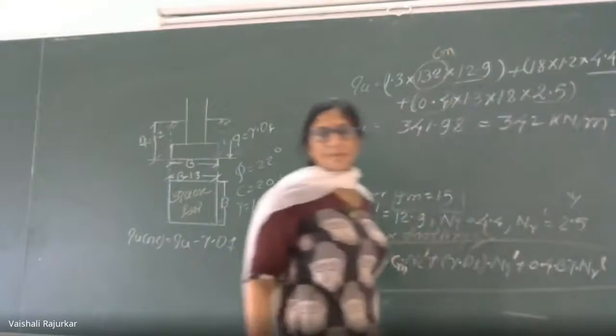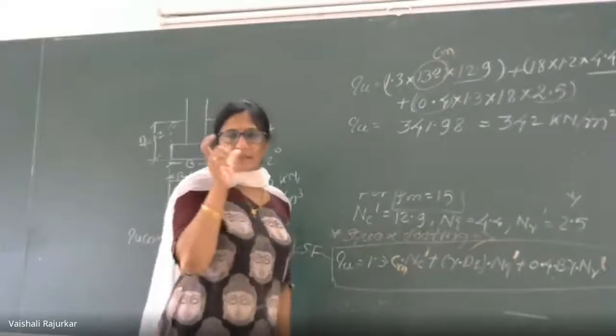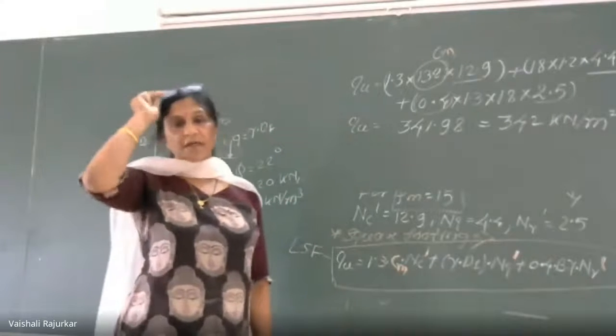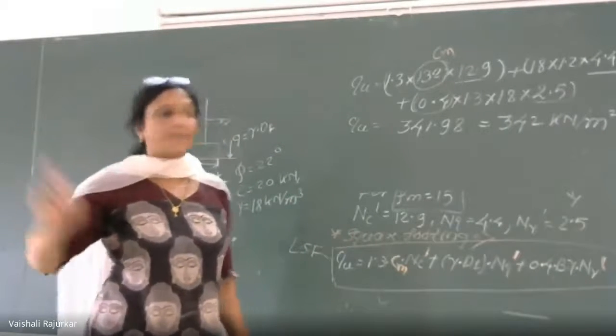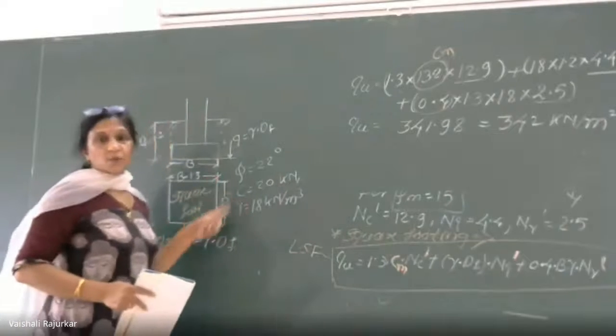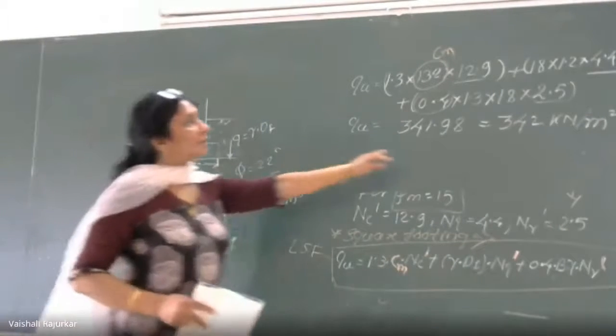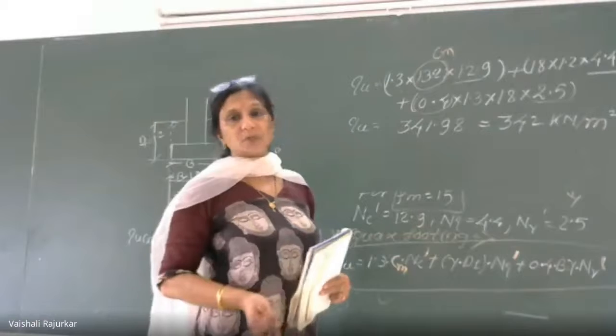Always remember, what will be the unit? For a strip footing, the unit is kilonewton per meter run. But here it is a square footing, an isolated footing. So the unit is 342 kilonewton per meter square.